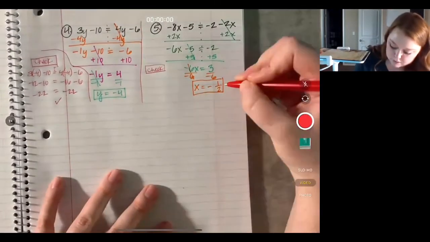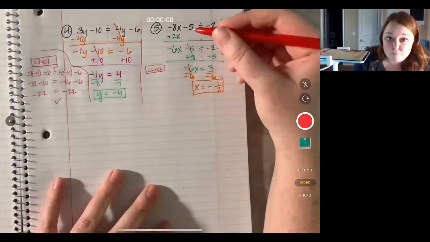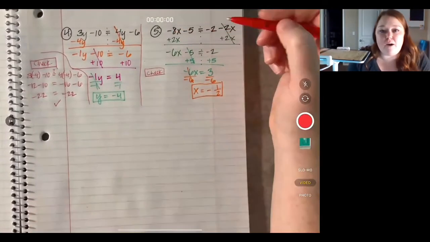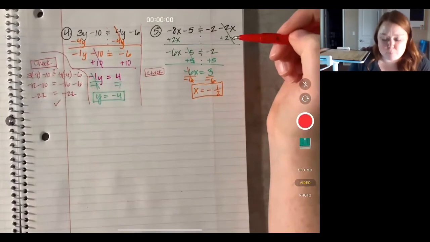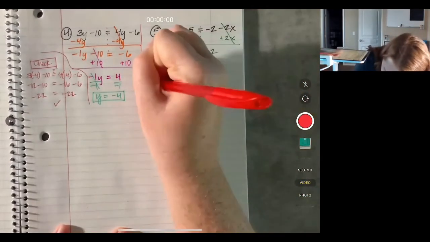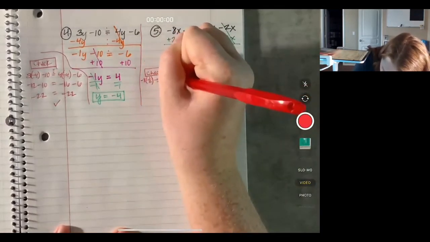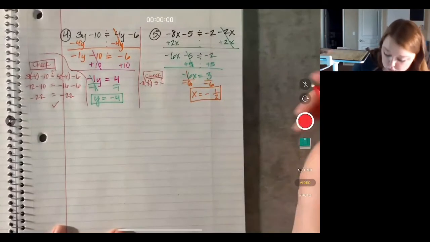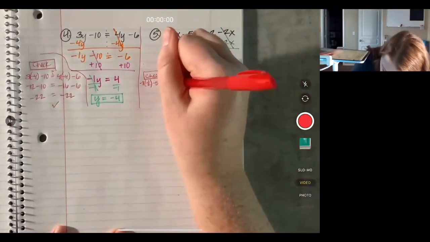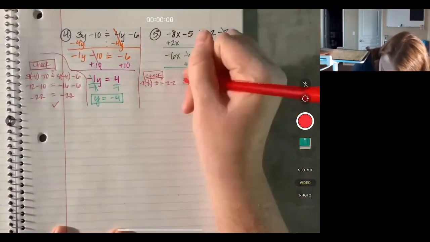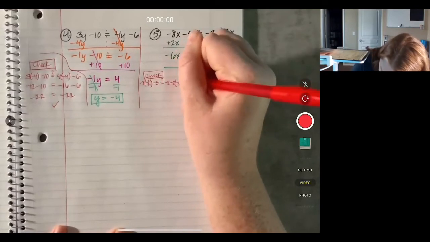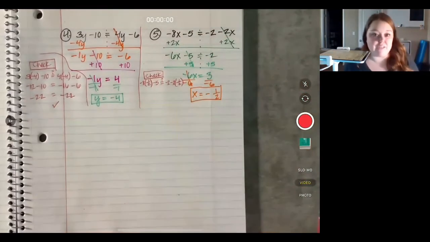Okay, so I'm going to plug in negative half wherever x is. And don't freak out about half. Half is a pretty easy number to multiply by. So I have negative 8 times negative half minus 5 hopefully equals negative 2 minus 2 times our answer of negative 1/2. It's sloppy, I know it is.